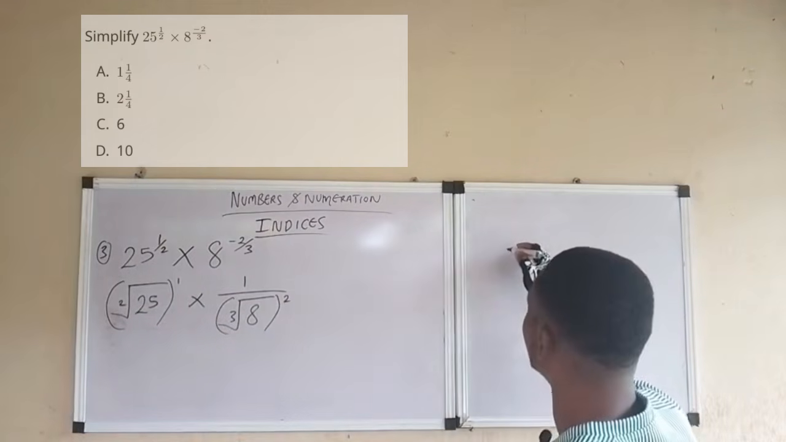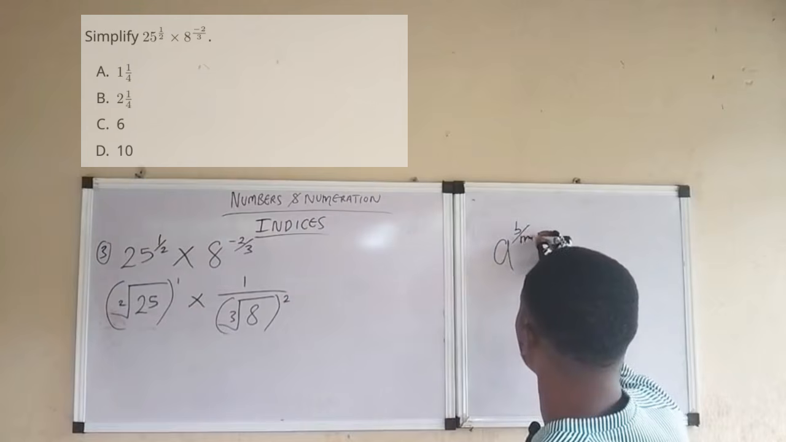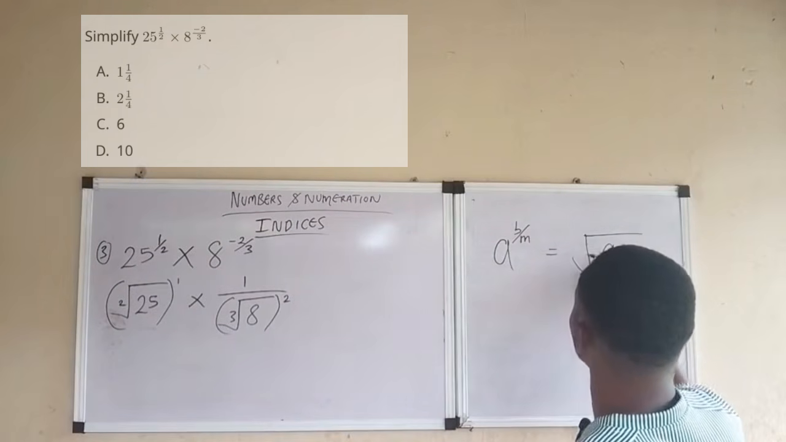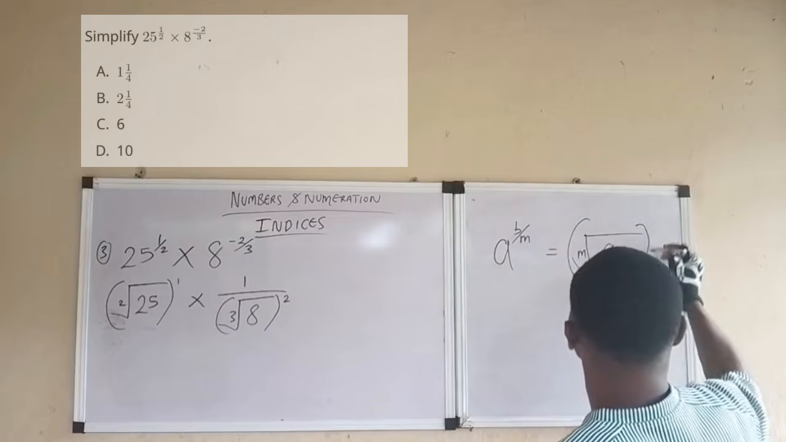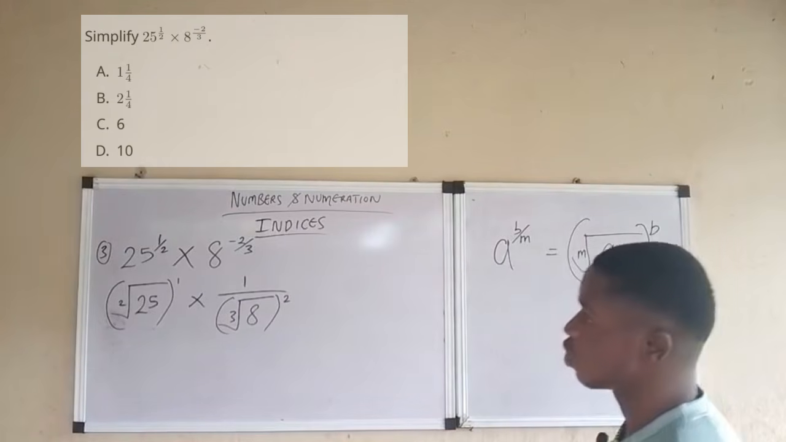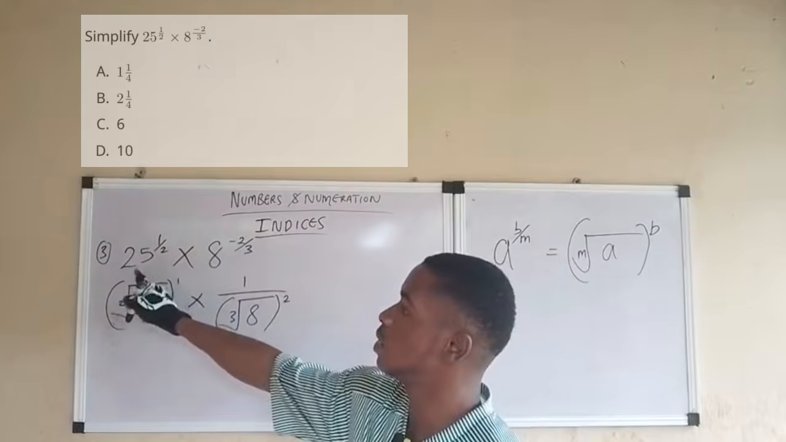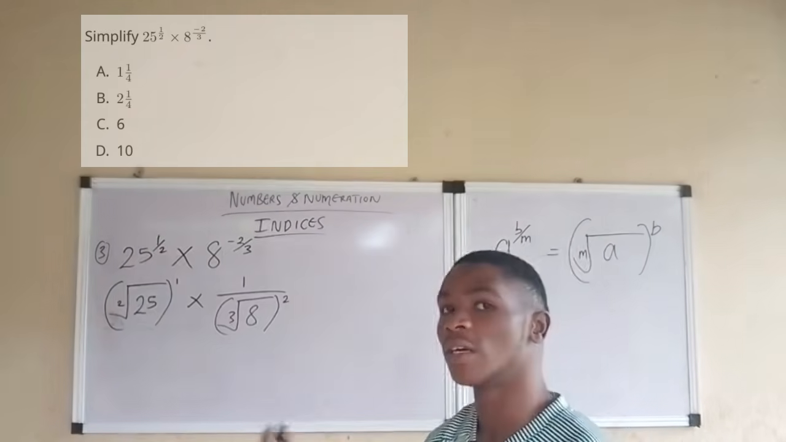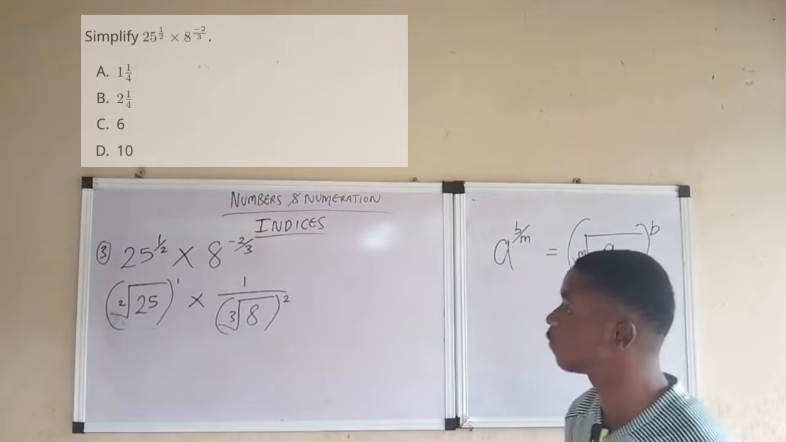Let's say you have something like a raised to the power b over m. You can express it as this. You put a in the root sign, the denominator m goes here, and then all is raised to the power of the numerator b. Do you understand? So you can express your question like this, because if you look at this, we cannot express these two bases as a common rational power to add the powers and then apply the multiplication law of indices. So we can't do that in this case. So you must follow this rule.